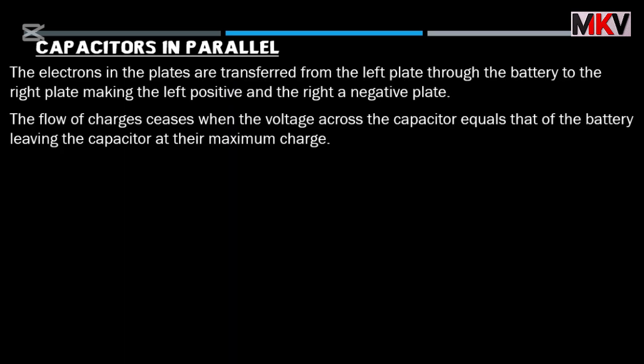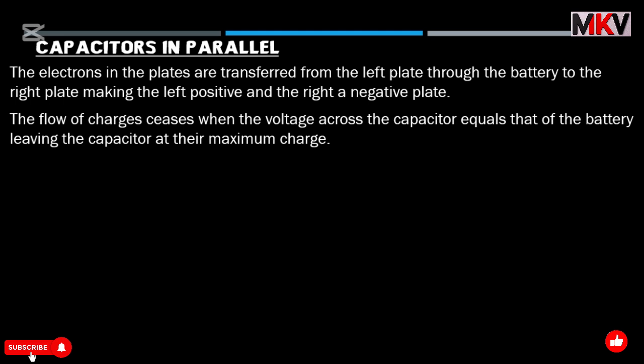Now, capacitors in parallel. We are coming to look at when two or more capacitors are connected in a circuit, the mode in which they are connected and how their capacitance can be determined. The electrons in the plate are transferred from the left plate through the battery to the right plate, making the left positive and the right negative.